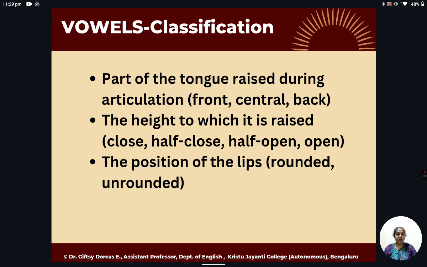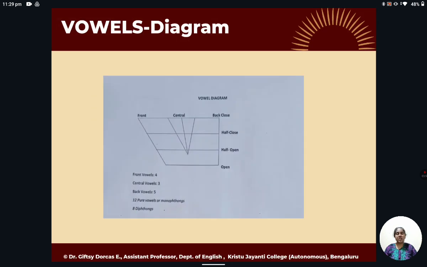If the lip forms an oval or round shape during the production of the sound, then it is called a rounded vowel. And if the lip is not in a rounded position, then it is called an unrounded vowel. Here on we will be seeing the vowel diagram.